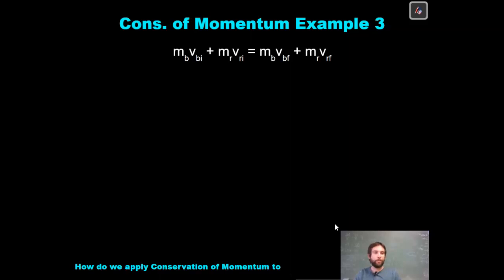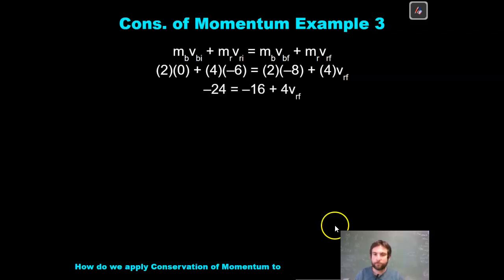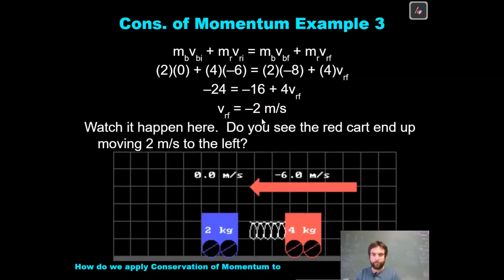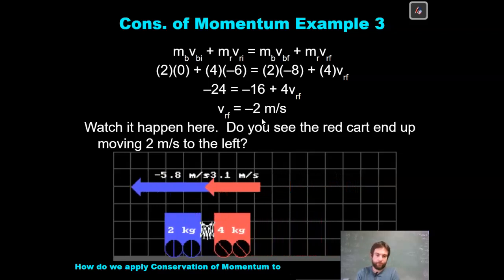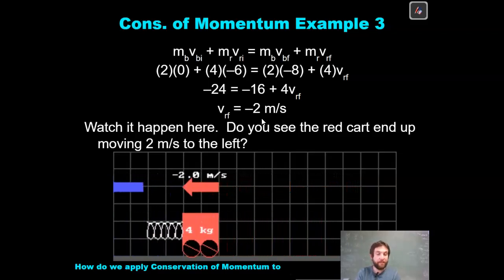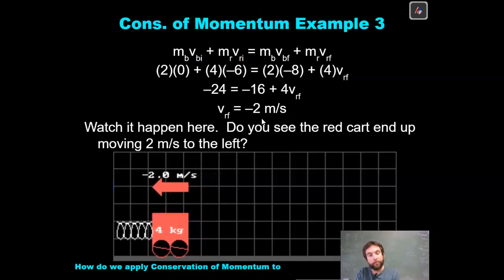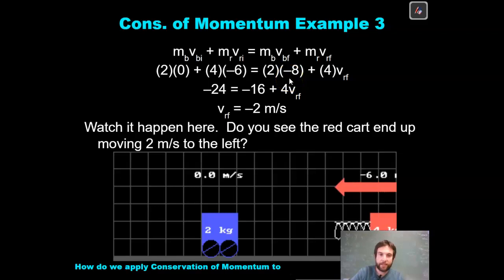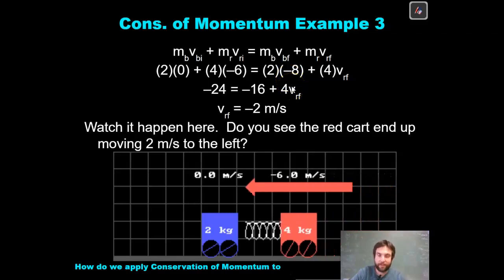There's our conservation of momentum equation. All the momentums before equal all the momentums after. And we get the final velocity of negative 2 meters per second. Here we go. Now the red car's speed is a lot smaller. The blue car is obviously a lot faster. It goes up to negative 8.